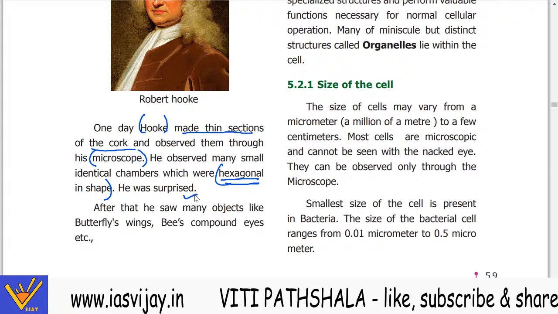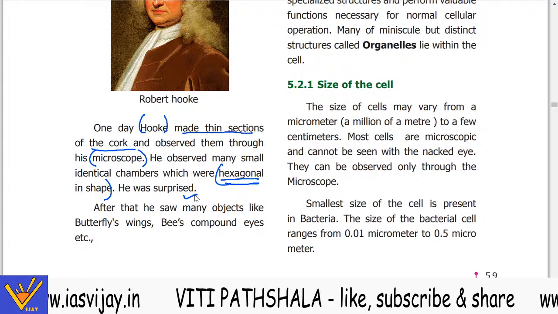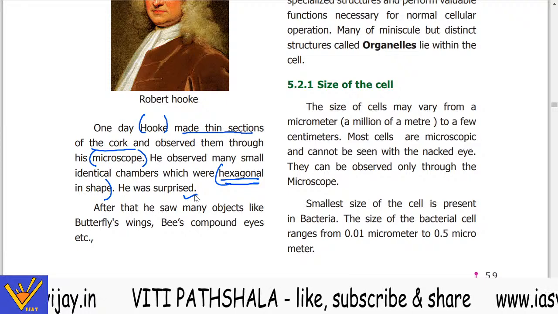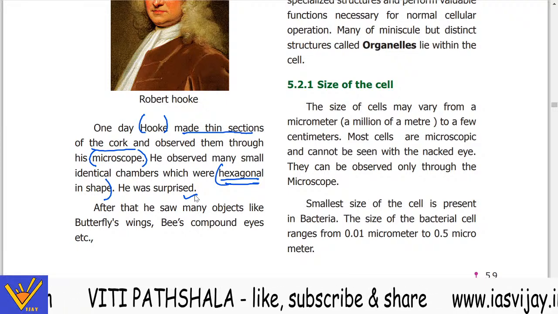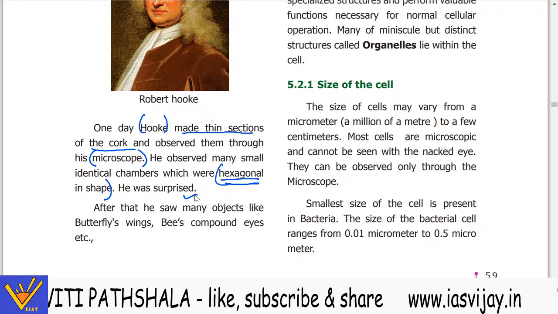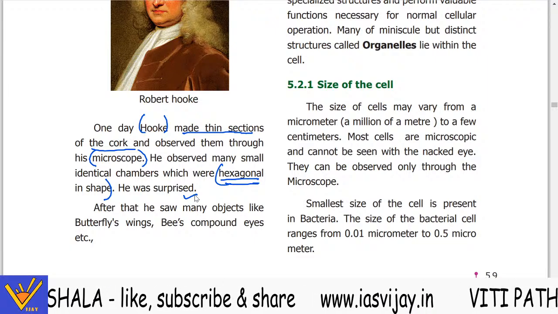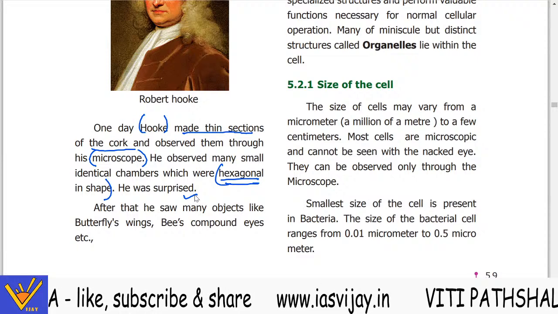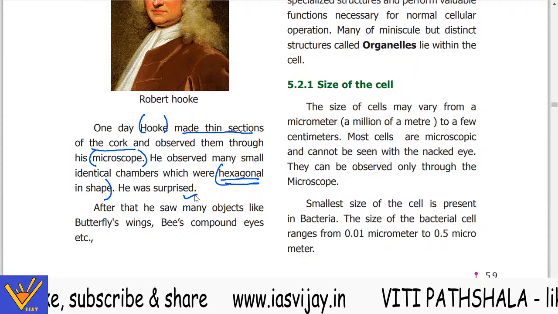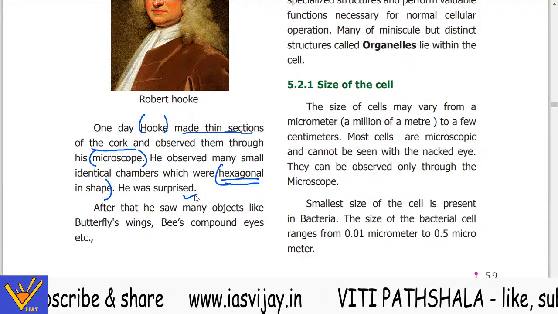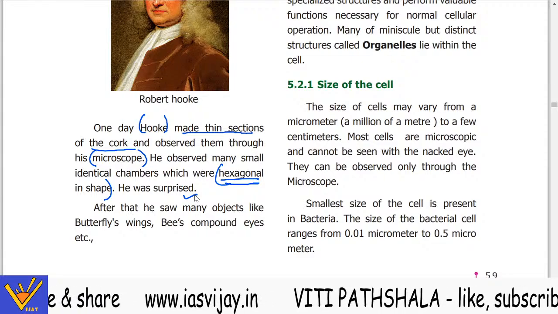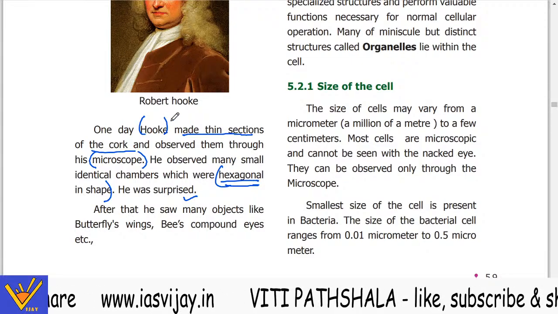After that he saw many objects like butterfly wings, bees' compound eyes, etc. Now what happens when you observe one thing, then you want to see more and more. Then the quest for knowledge arises and you want to see more and more things at a time.